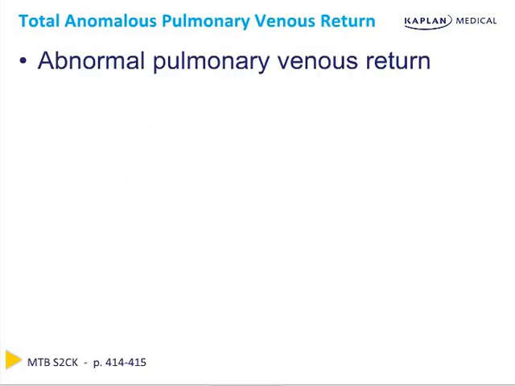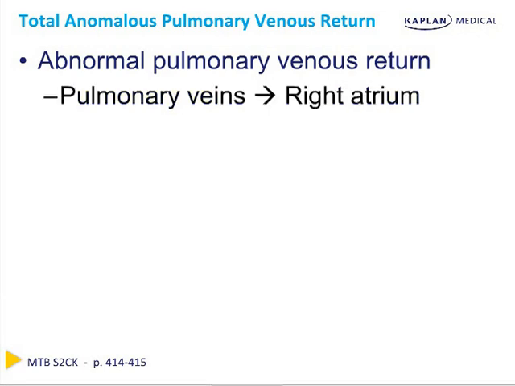The last defect we're going to discuss is total anomalous pulmonary venous return. I think this is the defect that is least likely to show up on your test, so we're just going to go over it quickly, and we're not going to have a fancy diagram with it. So in this defect, you basically have, exactly as it sounds, pulmonary blood returning from the lungs and going to the wrong place.